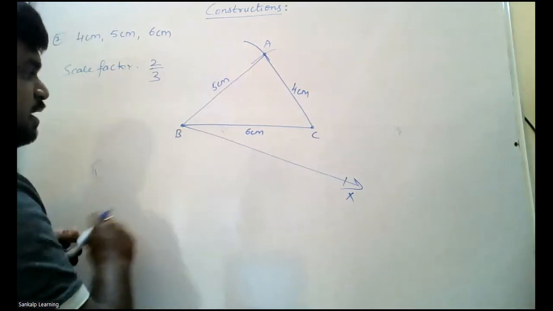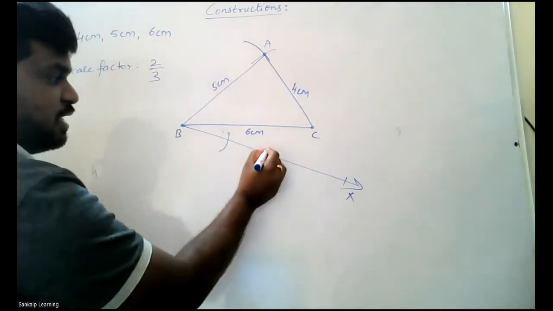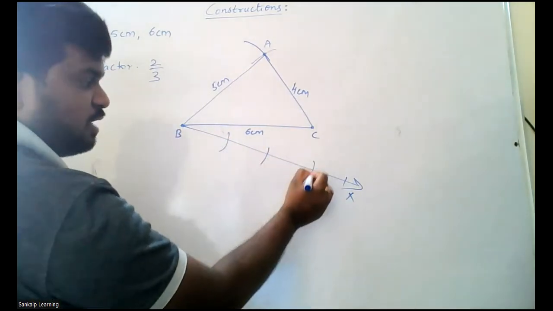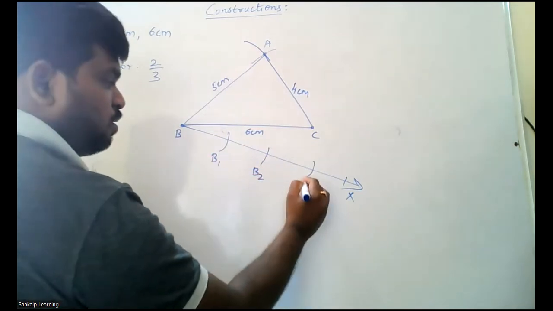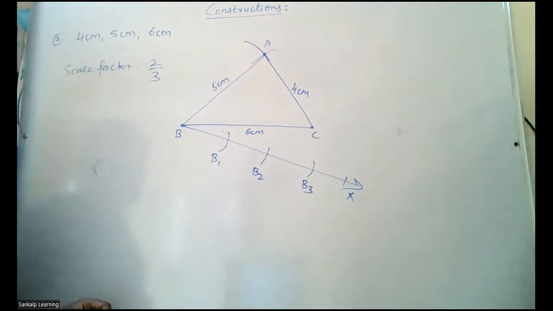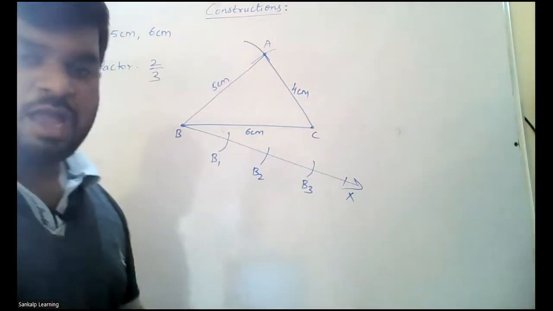Same thing, B as the center, cut an arc. Now this as the center, cut an arc, and this as the center, cut an arc. So we got 3 arcs. Name it B1, B2, B3. So we got 3 arcs.